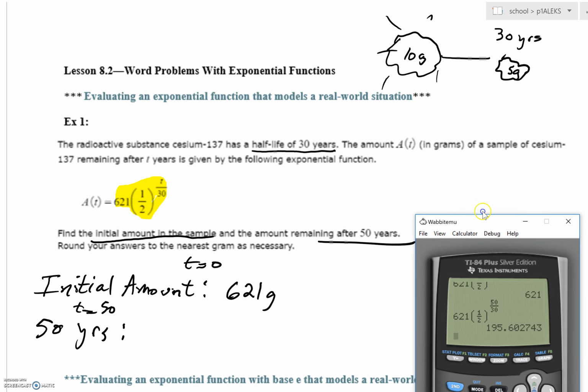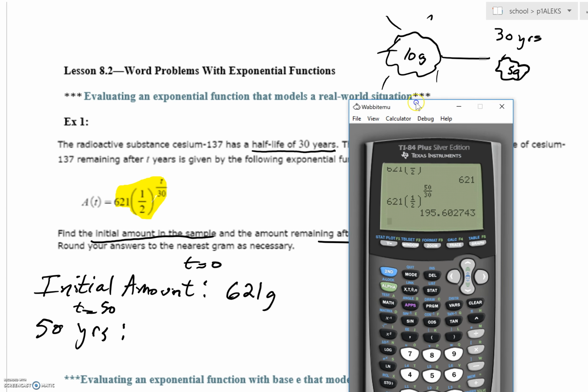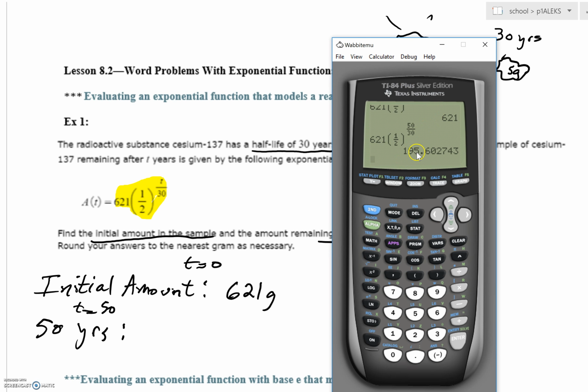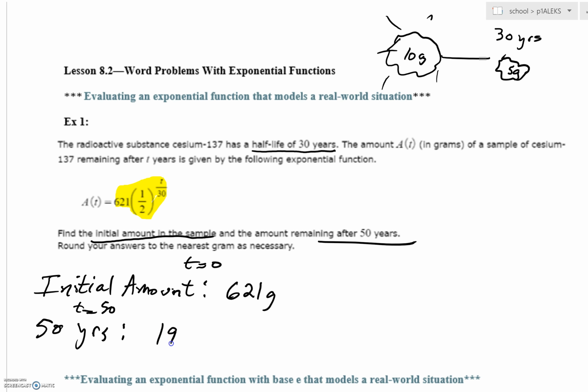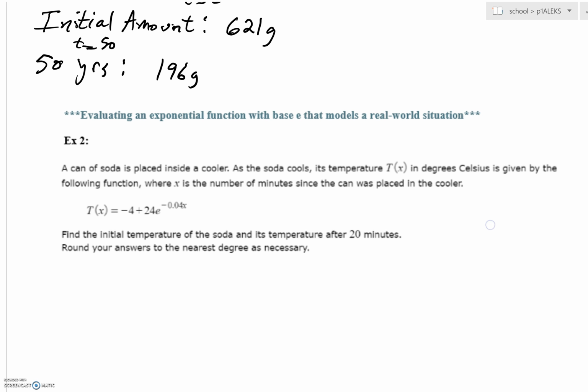195.6, and they're telling us to go to the nearest gram, actually. The nearest whole number would be 196. So we'd get 196 grams. As we continue on, you can see that sometimes you've got something not necessarily with half-life, but something in regard to temperature in this regard.